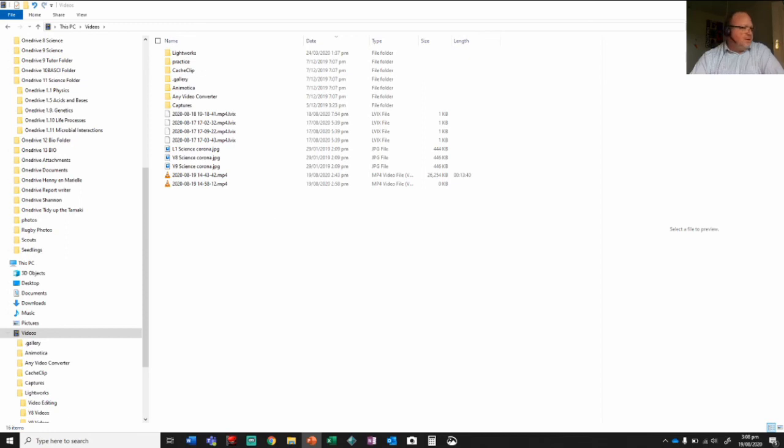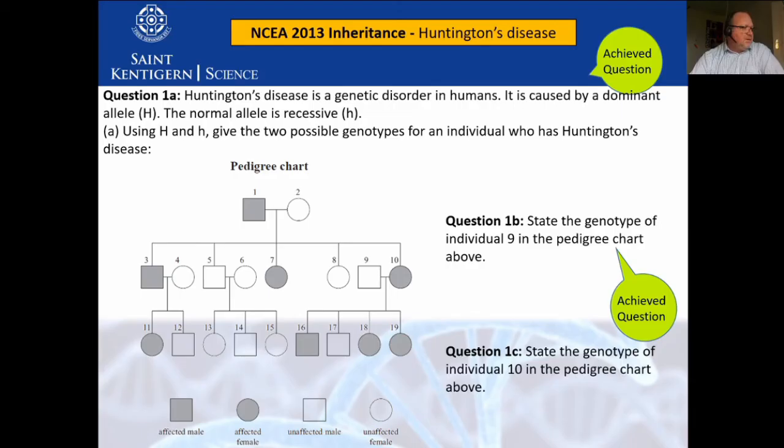Just want to quickly jump out of that and then jump back in, because I need my controls. Okay.